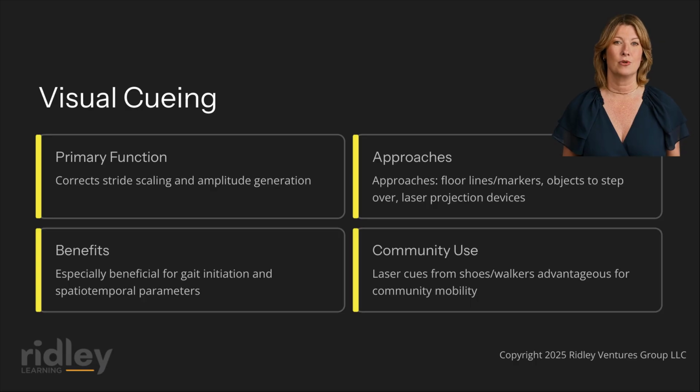Studies demonstrate improvements in gait speed measured by the 10-meter walk test, stride length, and mobility, as measured by the timed up and go test. Laser cues projected from shoes or walkers offer advantages for community mobility, providing portable visual cues that can be deployed in any environment.